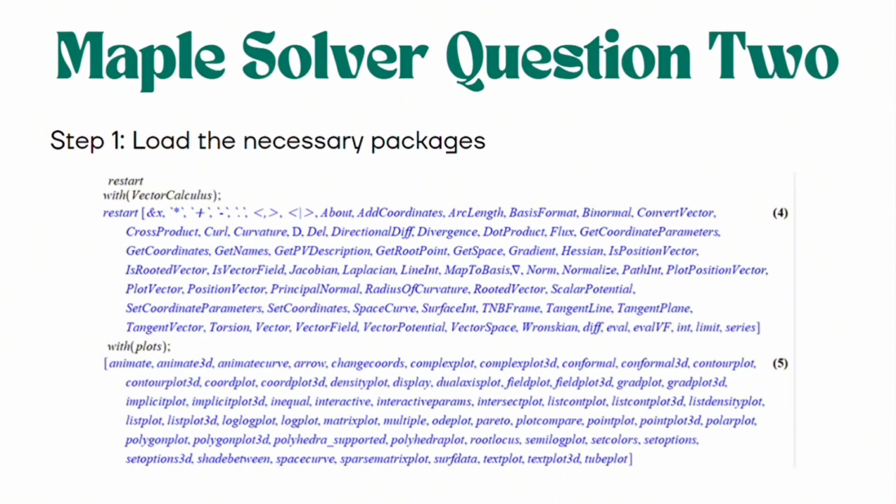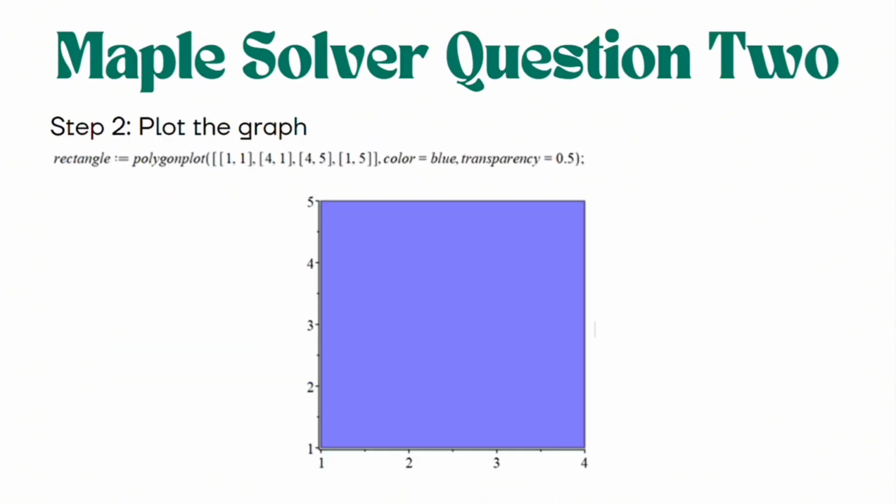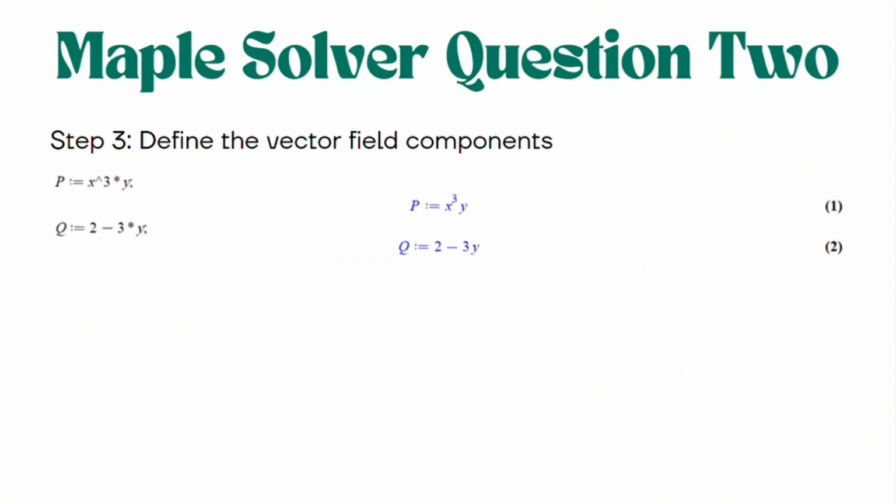Now I will explain how to solve the second question using Maple. As before, the first step is we need to load the necessary packages by using with(VectorCalculus) and with(plots). The second step is we need to plot the graph, which is rectangle equal to polygonplot (1, 1), (4, 1), (4, 5) and (1, 5). The third step is we need to define the vector field components. We set P equal to x cubed y and Q equal to 2 minus 3y.